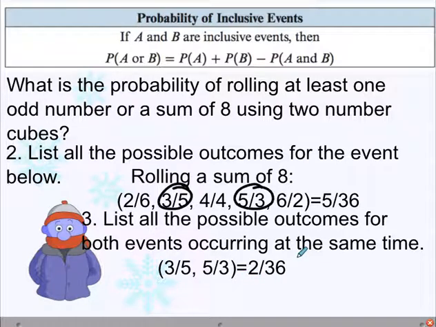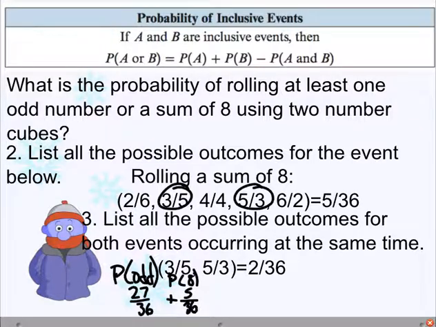So I'm going to take the probability of getting the odd number. That was 27 out of 36. I'm going to add to it the probability of getting an 8, which is 5 out of 36. And I'm going to subtract from it my probability of both happening at the same time, which is the 2 out of 36. Meaning I am going to get 30 out of 36, which can be reduced to 5 out of 6. So it is a 5 out of 6 probability that you get a sum of 8 or an odd number with your 2 number cubes.